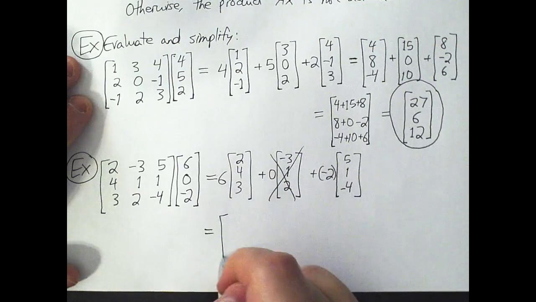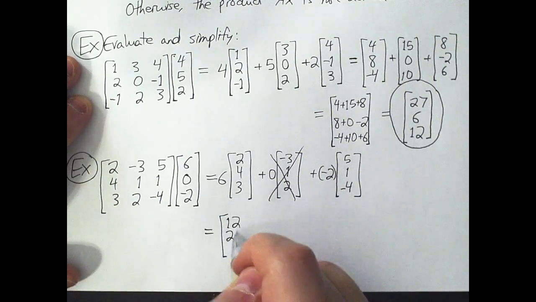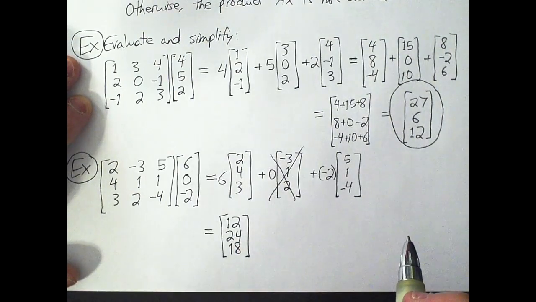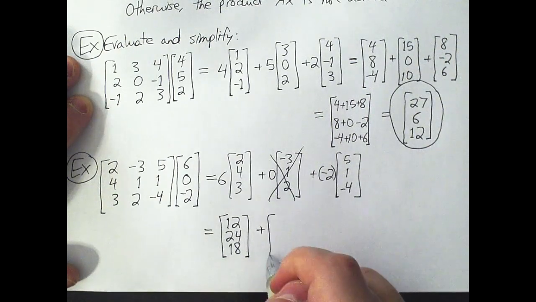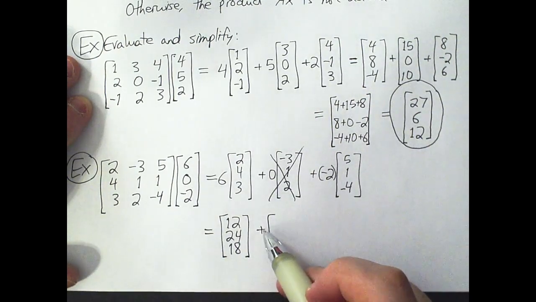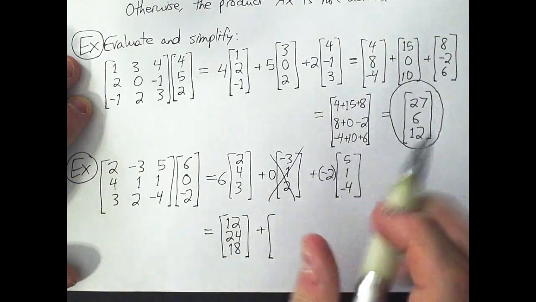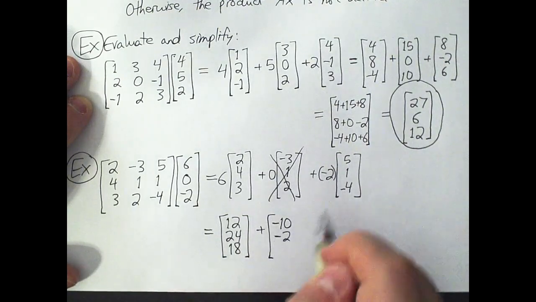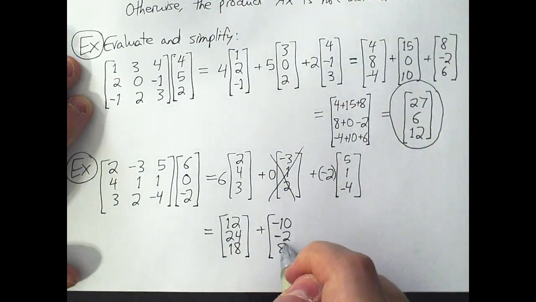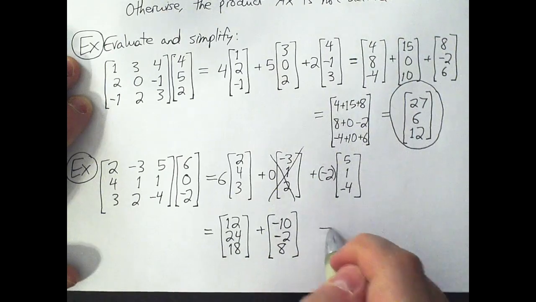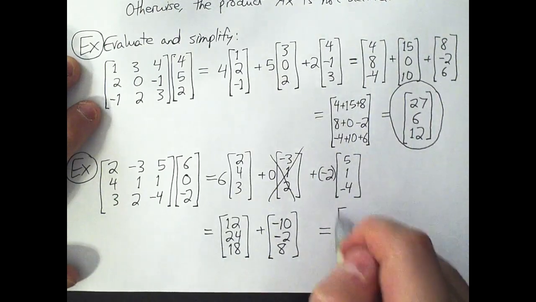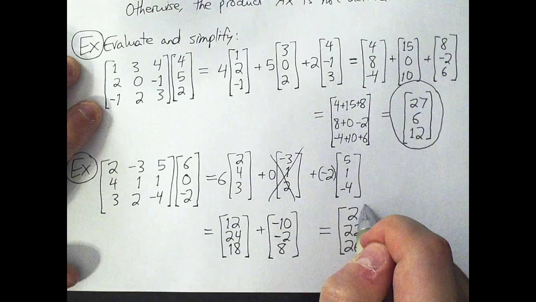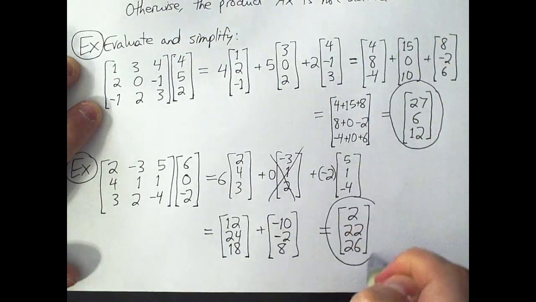Okay? So this is going to be 12, 24, 18. I'm going to say plus, but let's be careful about signs here. If I say plus, then we have -2 times 5 is -10. -2 times 1 is -2. -2 times -4, +8. Add this up, and you should get 2, 22, 26. And that is the only answer to this problem.